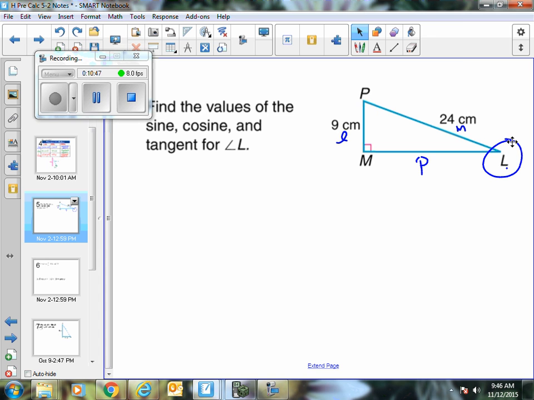All right, if they want you to find sine, cosine, and tangent for angle L, I need to have all three sides of the triangle to be able to do that. I need all three to do the ratios. So I am missing a side in a right triangle. How do you find a missing side in a right triangle? Well, if you're thinking back to geometry, hopefully you're coming up with this.